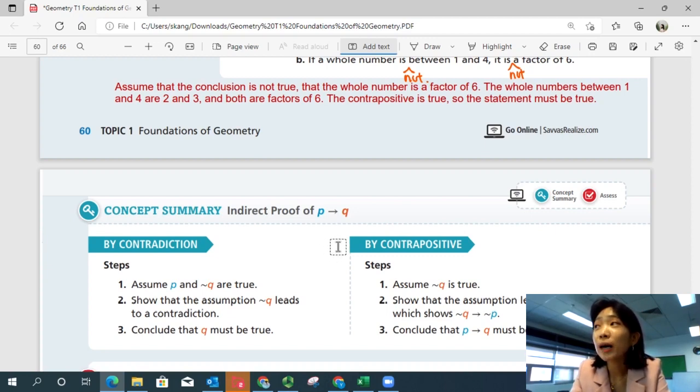An indirect proof by contrapositive is when you assume that not Q is true, and you're going to prove that it leads to not P. And because the contrapositive is true, logically it is the same as the conditional statement. So conclude that the conditional must be true. They're slightly different, but they're both using indirect reasoning to reach the conclusion, or the proof. Okay, that was the last lesson of the first topic.